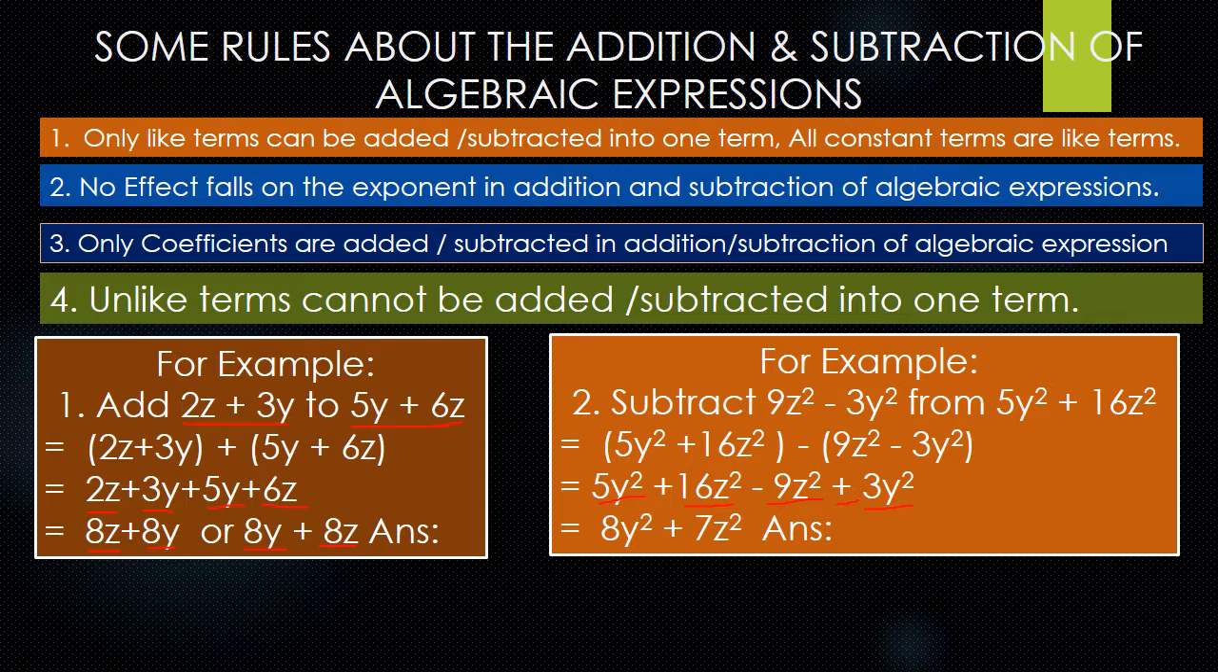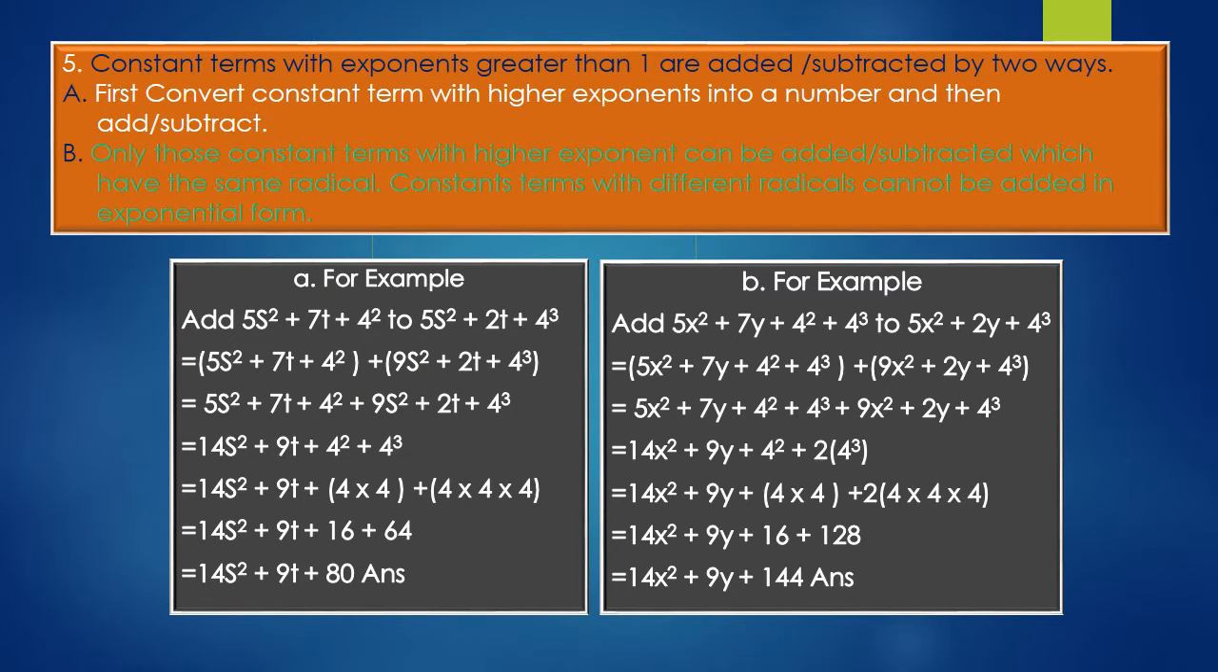For other rules I'm going to my slides. Here rule number 5 about constant terms has been given. This rule states that constant terms with exponents greater than 1 are added or subtracted in two ways. The first way, first convert the constant term with higher exponent into a number and then add or subtract them. Second, only those constant terms with higher exponent can be added or subtracted which have the same radical. Constant terms with different radicals cannot be added in exponential form.